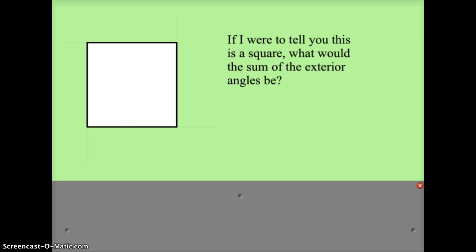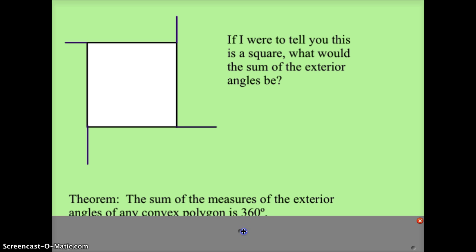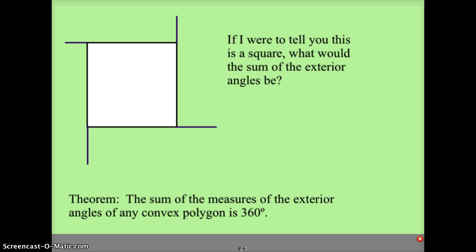If I were to tell you that this is a square with all right angles, what would be the sum of the exterior angles? You'll notice that even for a square, a 4-sided figure, we get the same total degrees that we do when we did a hexagon. So we now have another theorem. The sum of the measures of the exterior angles of any convex polygon is 360 degrees.